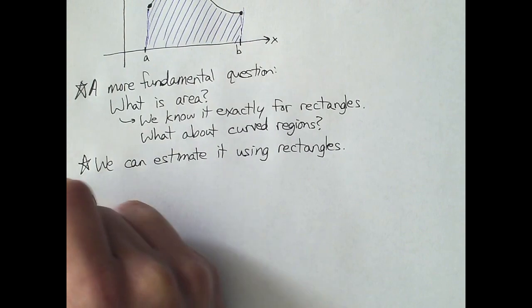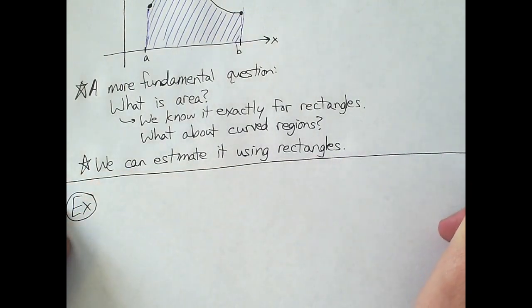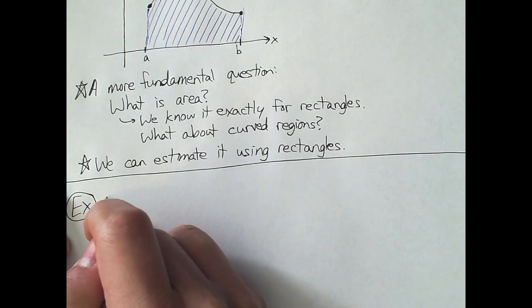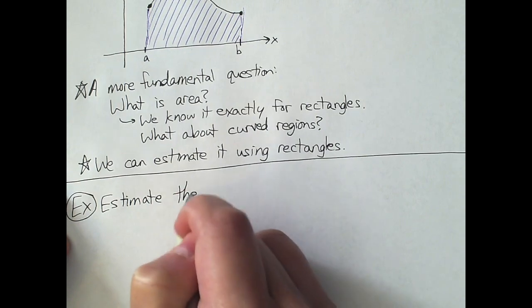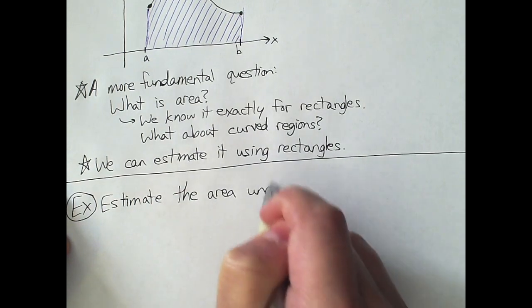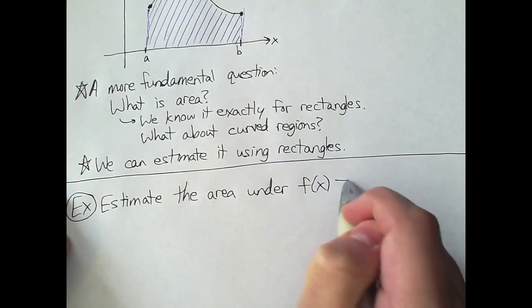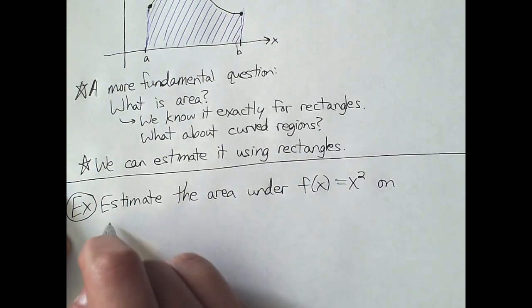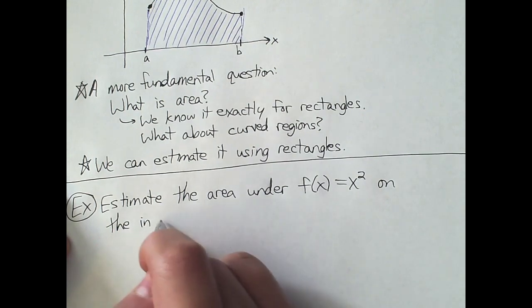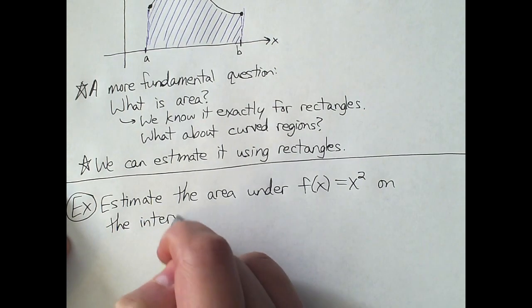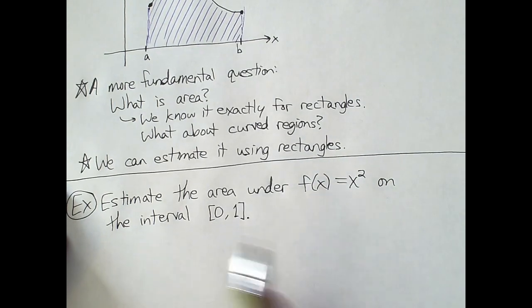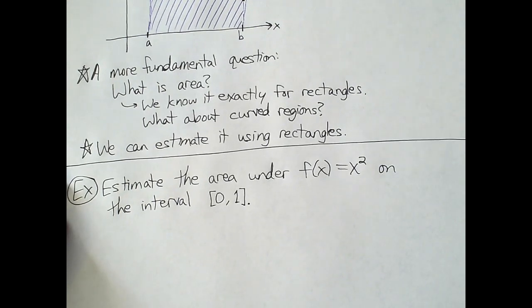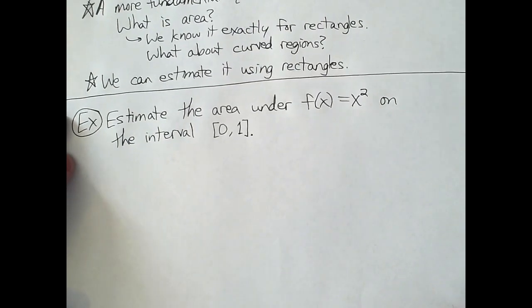Now, above, what I drew was just a generic make-believe continuous function, but let's do an example with a specific function. We are going to estimate the area under the function f of x equals x squared on the interval from 0 to 1. We're going to talk about this example for a while. This is actually going to be our main example of this lesson, and I'll show you how we can use rectangles to help us answer this.